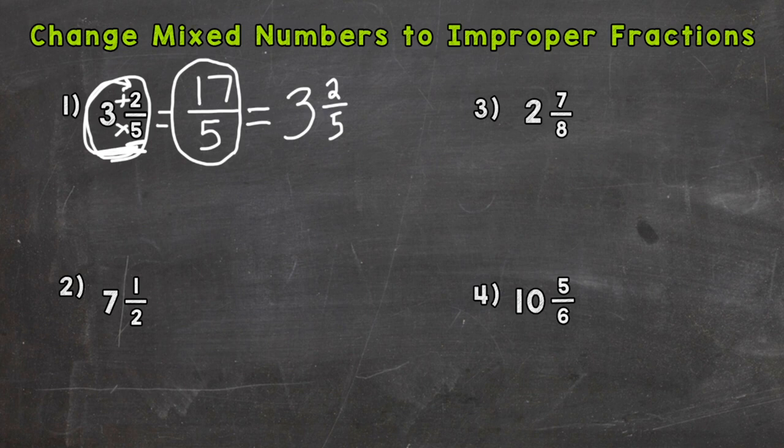So let's go to number 2 here. We're going to make our C here and start at the bottom and go to the top. And it's always multiply and then add. Always multiply, then add. So the first thing we do, 2 times 7, which is 14, plus that 1 gives us 15, and we keep the denominator the same. So 15 halves, or 15 over 2, would be our improper fraction.